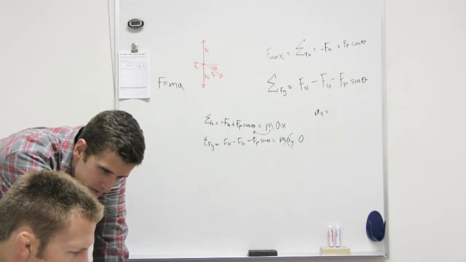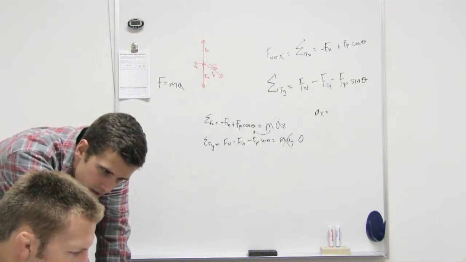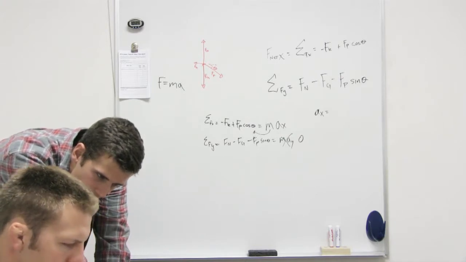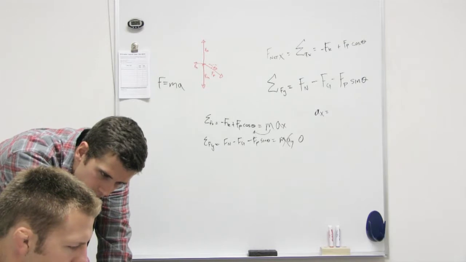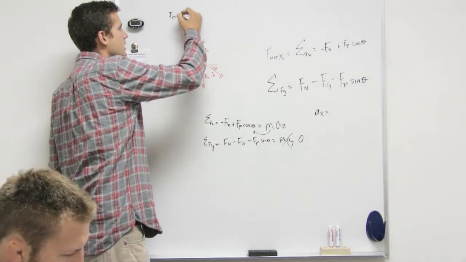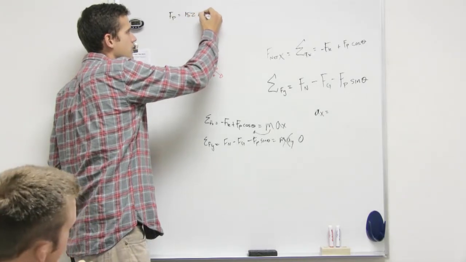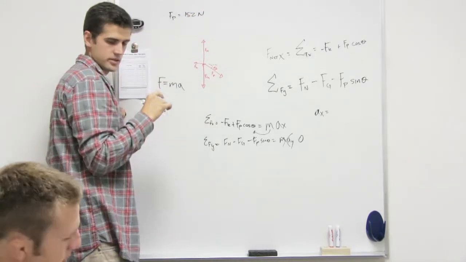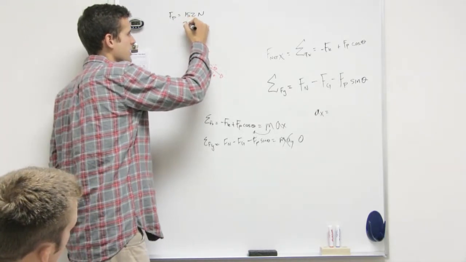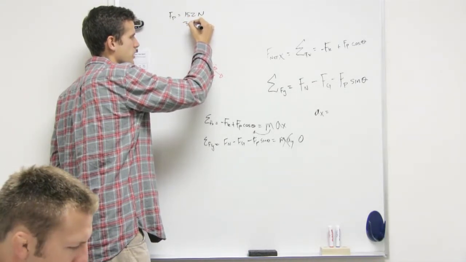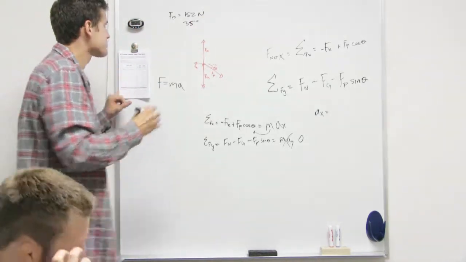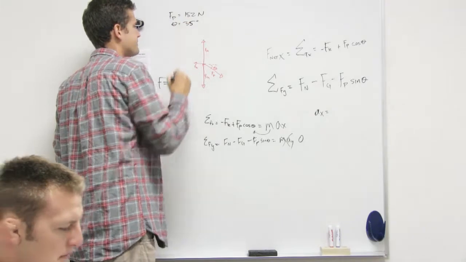Go all the way to the top, see what it says. Okay, so FP, it's 152 newtons, and it's directed at what? 35 degrees below the x-axis, or below the horizontal? Yeah. So that's our angle theta.